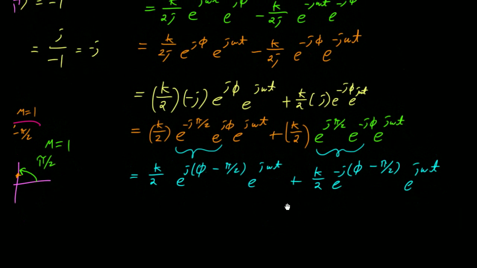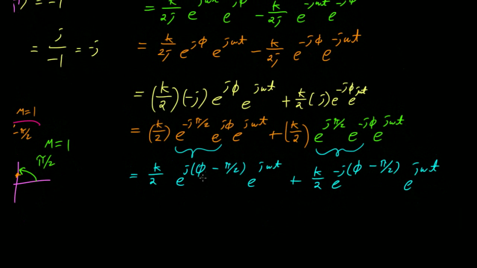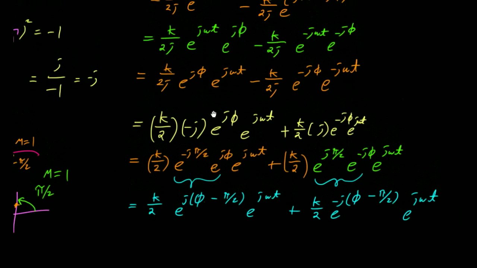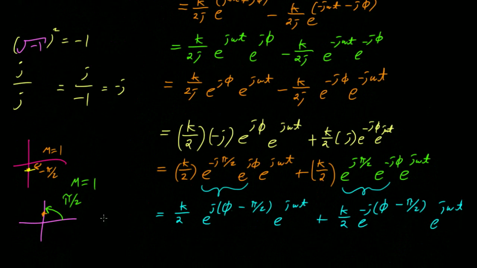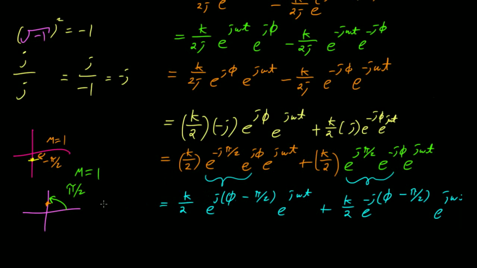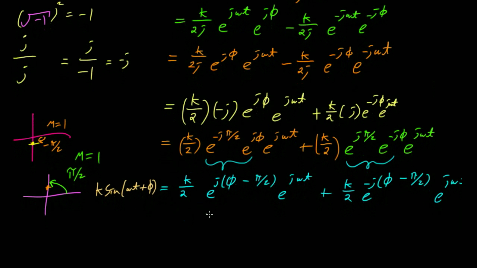times e to the j omega t. And now I've got a formula for representing a sine function that is going to work perfectly. Remember that this is all equal to k sine omega t plus phi. Let me write that down here. This is all equal to k sine omega t plus phi.